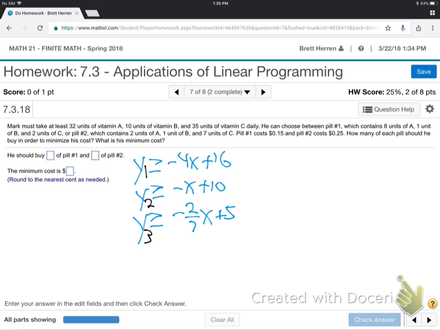Now, normally for window, I go 0, 10, 0, 10. You with me? My normal window, I do x min 0, x max 10. That's where I start, but I often have to adjust it if it's not showing me a good picture. Y min 0, y max 10. Try 0, 10, 0, 10 for your window, and hit the graph button.